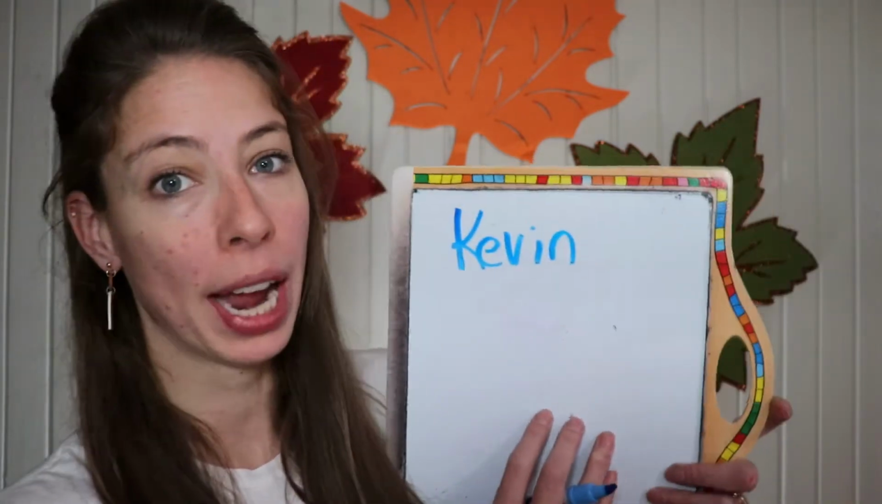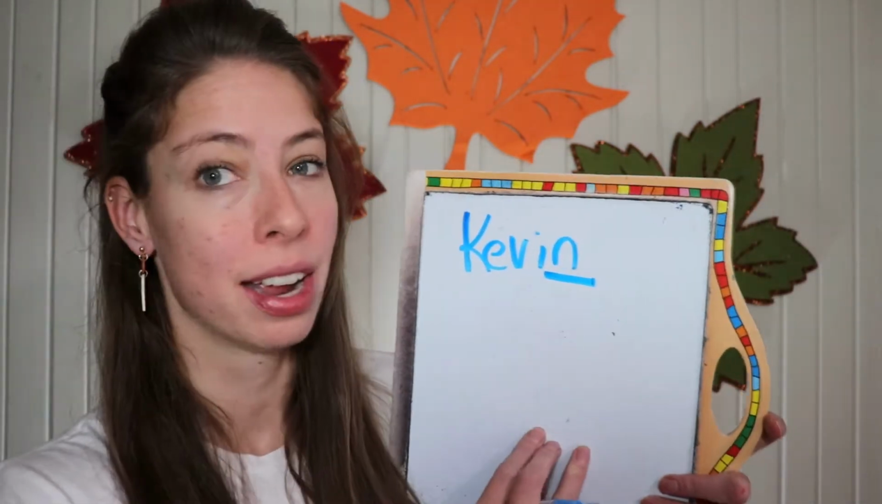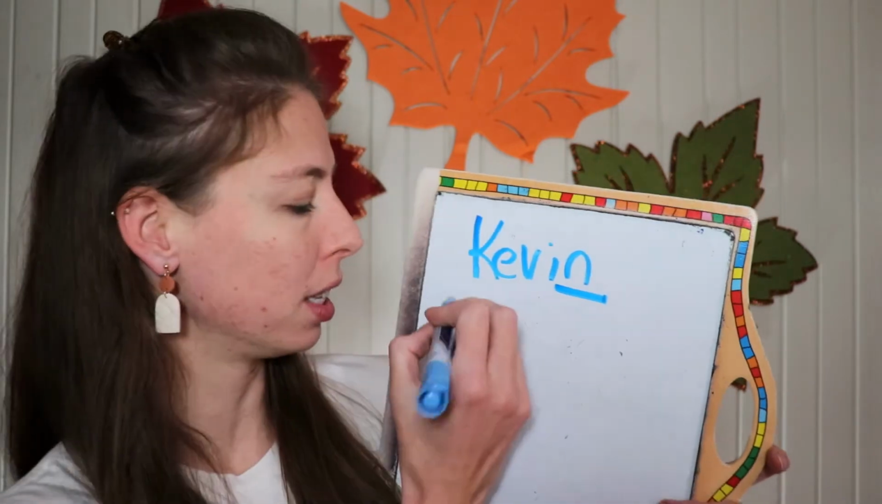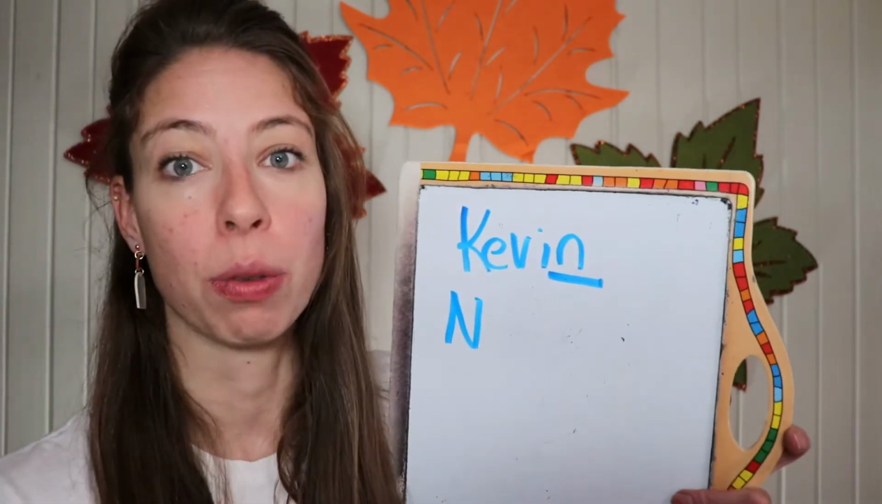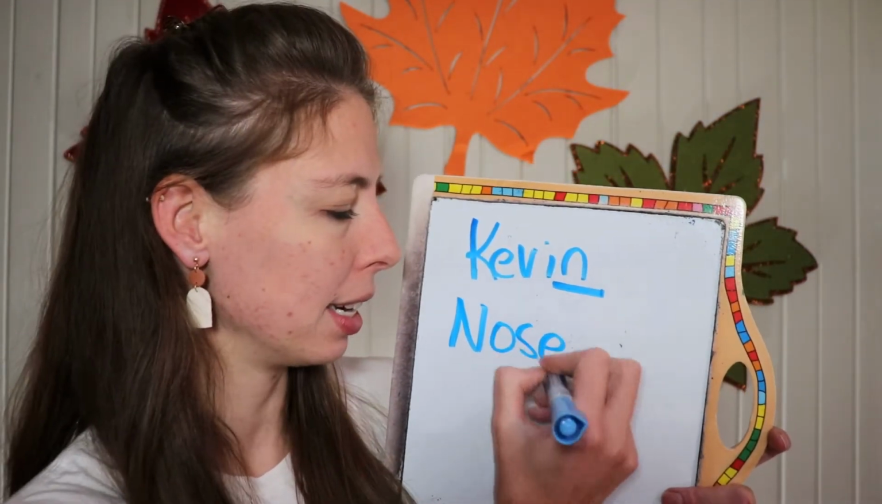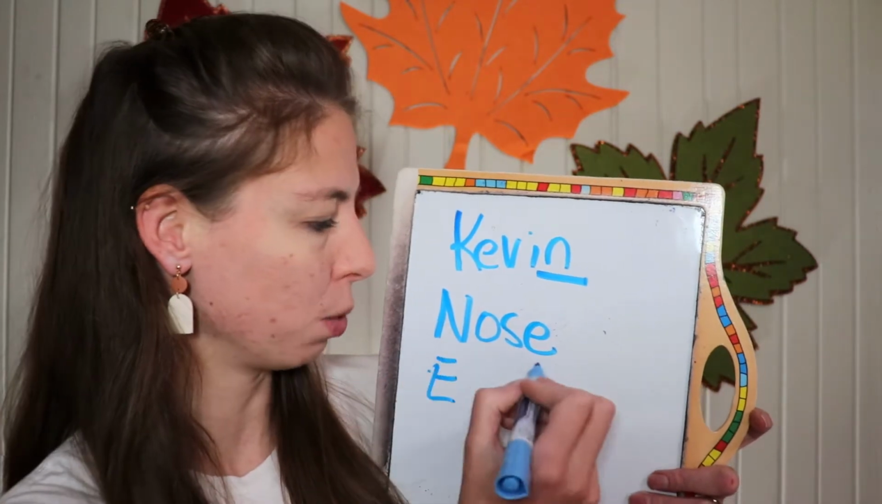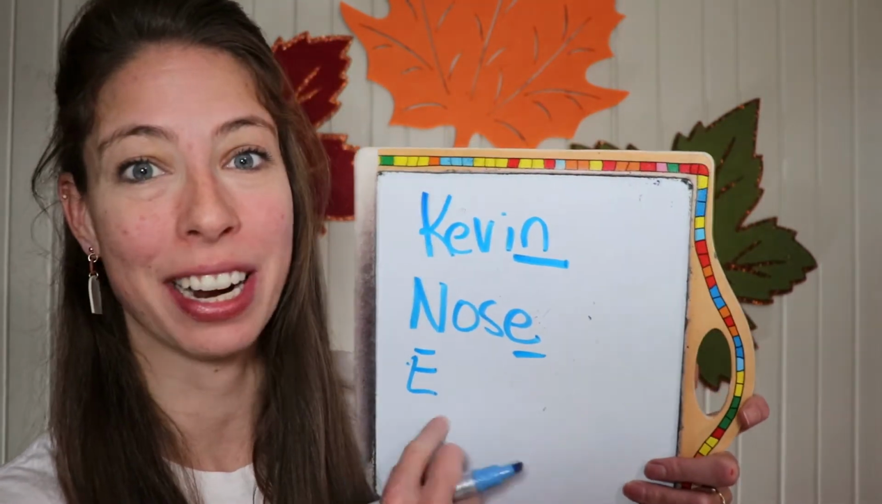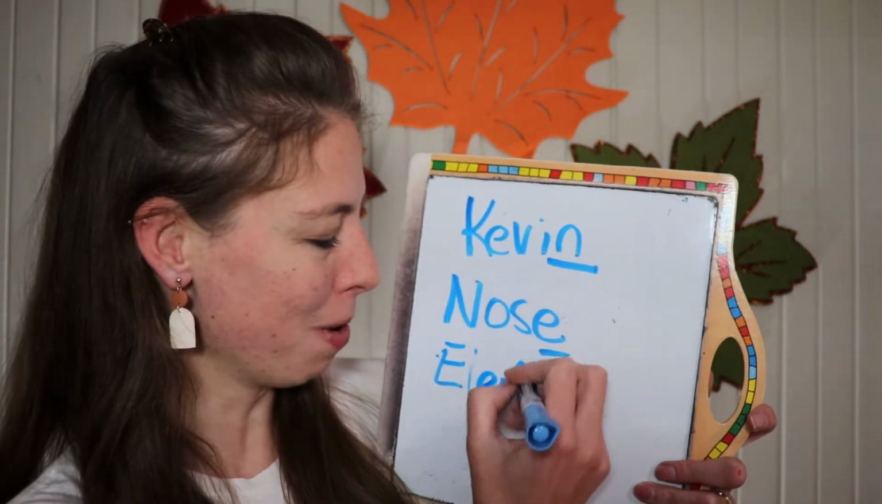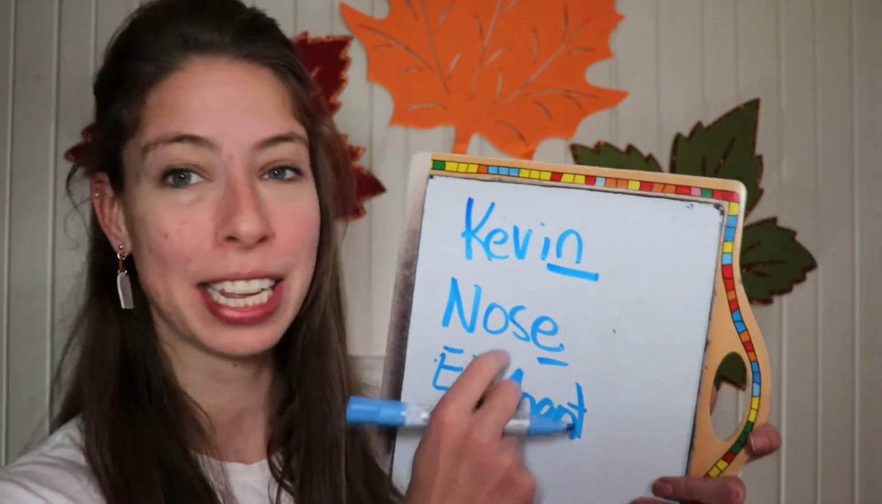And then I tell them, okay, so your name ends with N. Now you need to think of a word that starts with N. So he might say nose, excellent. Now you need to think of a word that starts with E, because that's the last letter here. Elephant, wonderful. So this just keeps going until you tell them to stop. And they really enjoy this one.